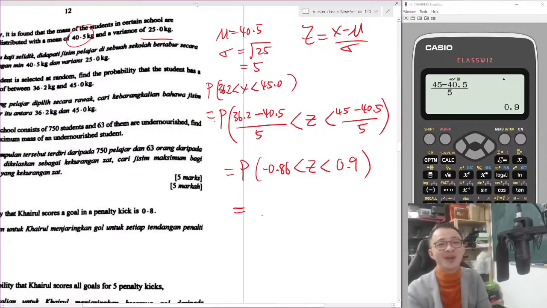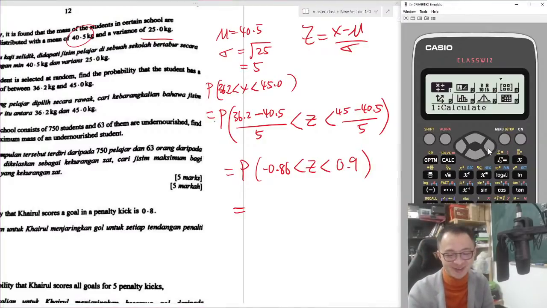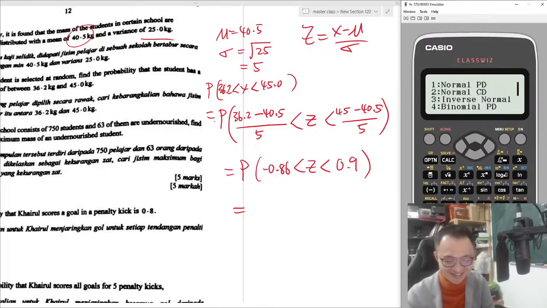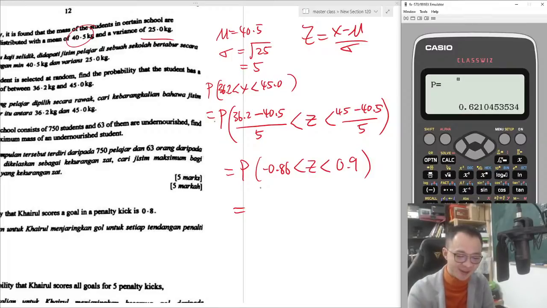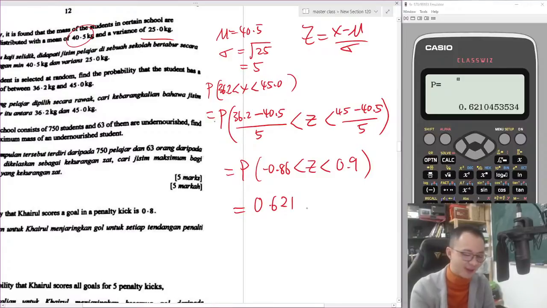Alright, you know how to use the table to find it, right? So here I'll just use the calculator, okay? If you do not know how to do it, let me know, okay? Normal CD. My lower bound is negative 0.86. My upper bound will be 0.9. Then I make sure standard deviation is 1, mean is 0, okay? Then this is the probability I have: 0.621. Yeah.